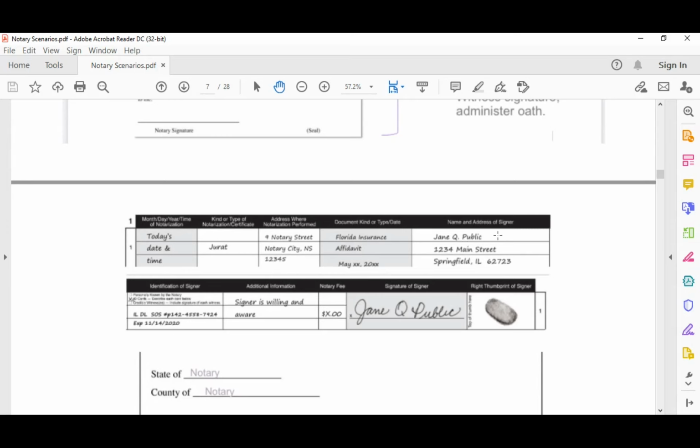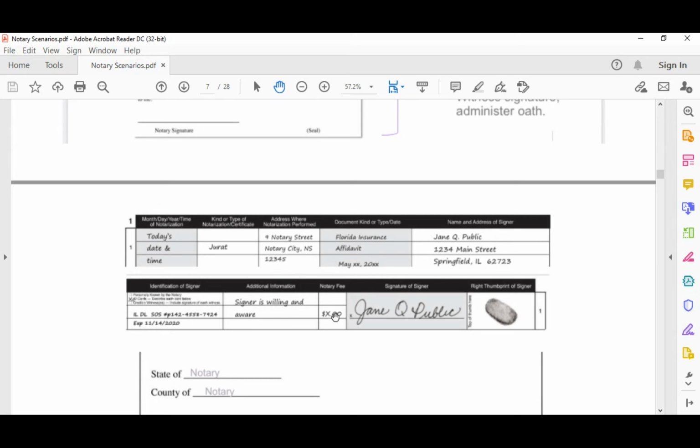And her address is correct, so this is the signer's address. Her ID information. She is willing and aware. Remember, this is just optional, guys. You don't have to put that, but what you could have put was any type of information that you thought was different or in particular to this notarization.